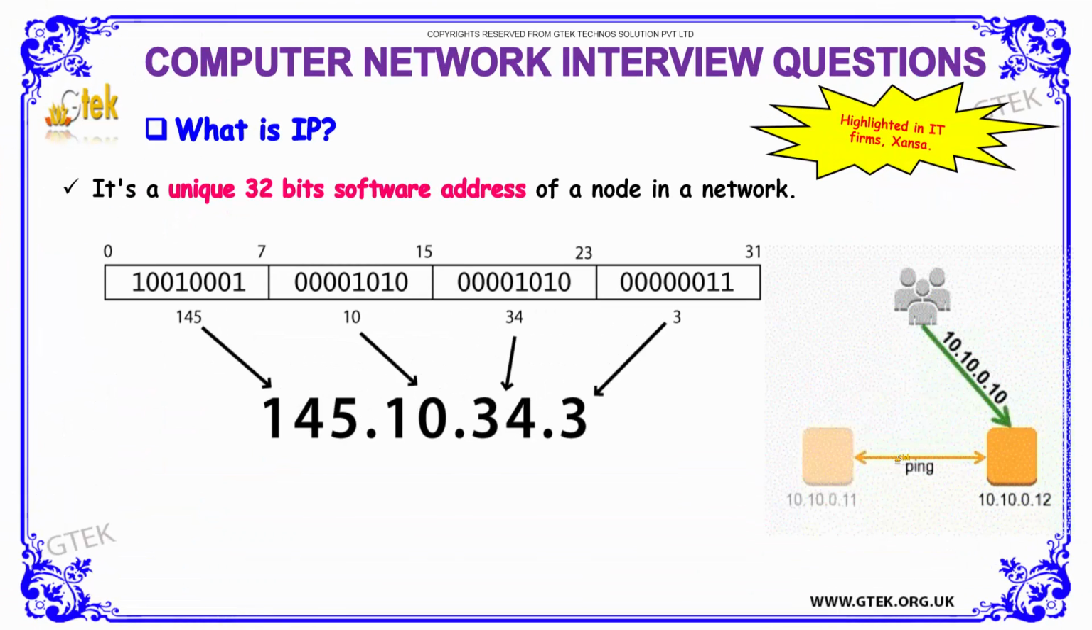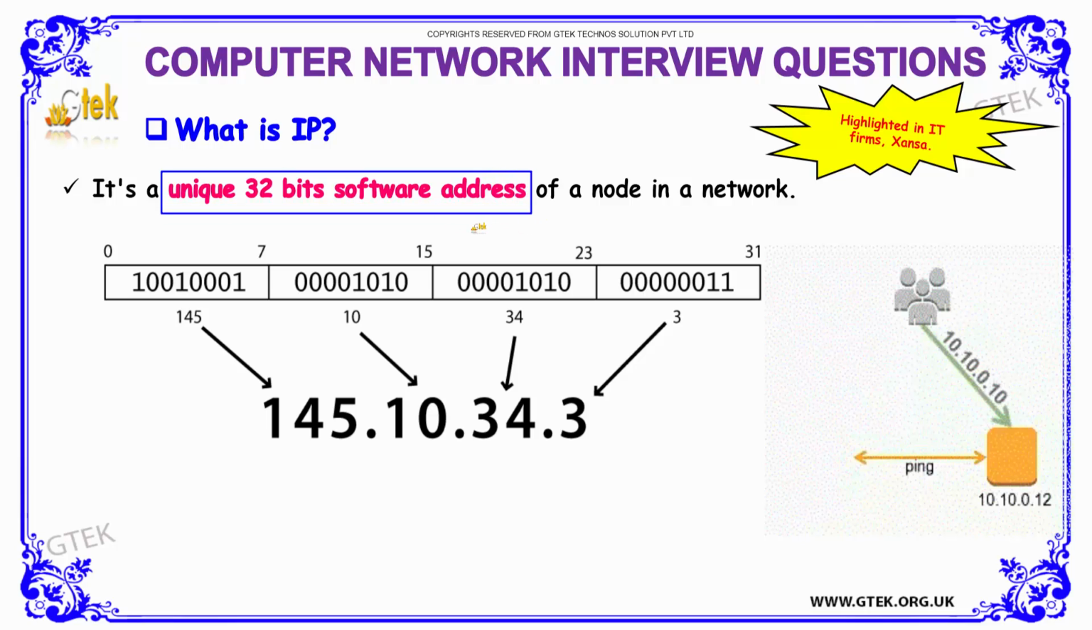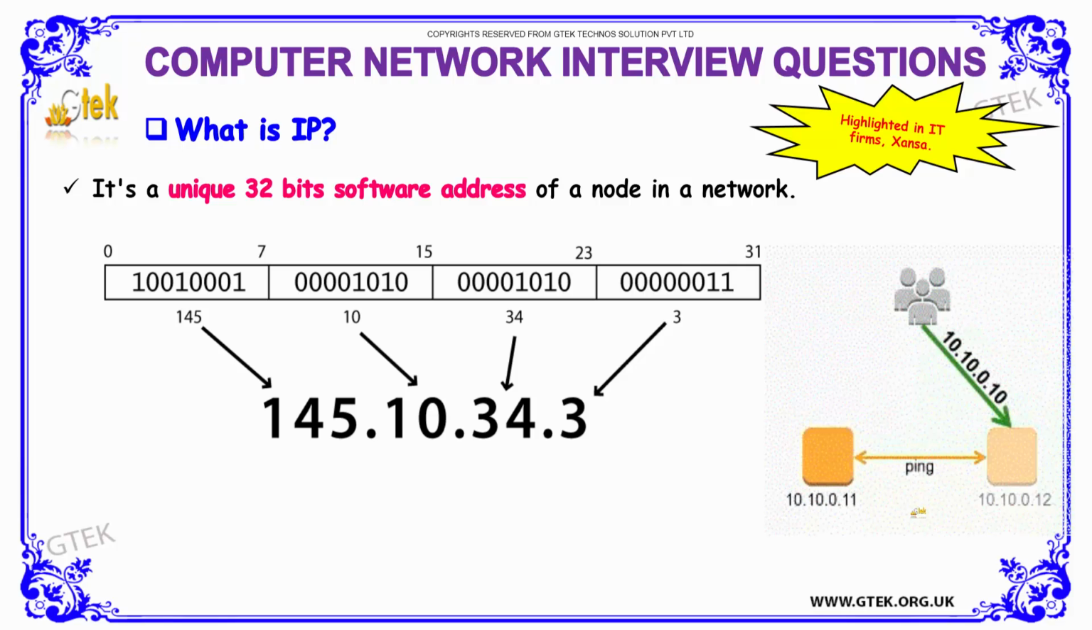Let us move on to our next question. What is IP? IP is a unique 32-bit software address of a particular node in a network. It is used for identifying a particular node uniquely over a network. So it is a 32-bit software address, hence that is nothing but 4 bytes. So this is an example of your IP.